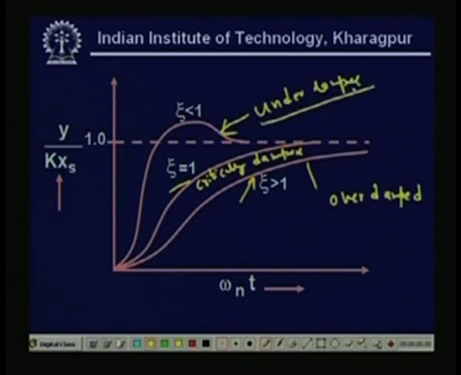Now, how much will be the overshoot? That will depend, and the number of overshoots also depends on the value of xi. We have plotted the normalized output. Obviously, if it is normalized, the maximum value will always be 1. Interesting thing, here you have the normalized output against omega n t. It does not matter, you can plot t also, because omega n is a constant, it is just a scale factor. Here we have plotted unitless quantities, and this axis is also unitless.